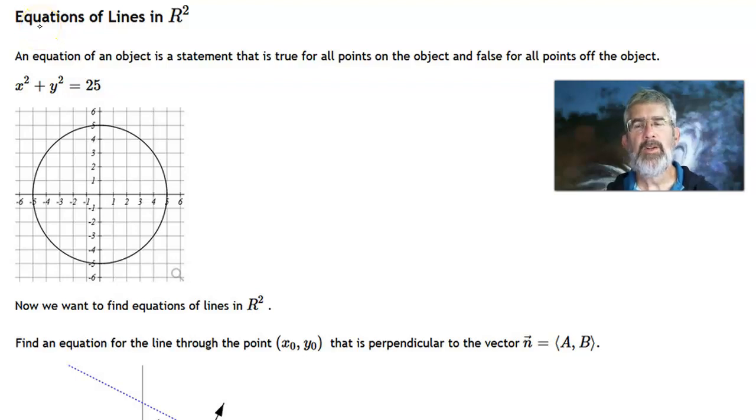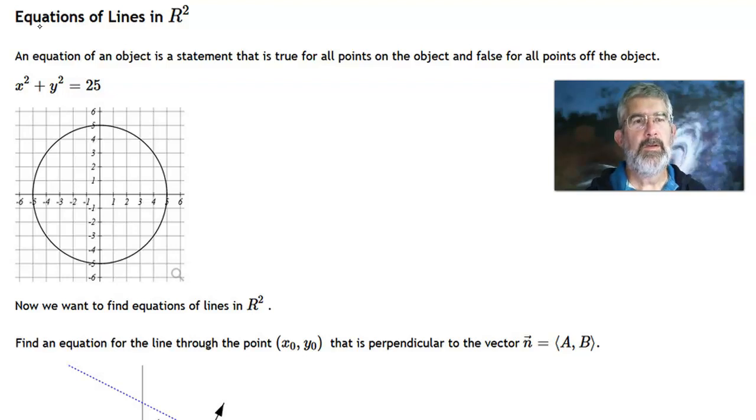In this video, we want to take a look at equations of lines and finding equations using the dot product. First of all, I want to remind you of what an equation of an object is. If you've got some object you're trying to describe by an equation, you're trying to find an equation in terms of the variables x and y, since I'm working in a plane, that is true if xy is on the object that you're trying to describe, and is false if xy is not on the object.